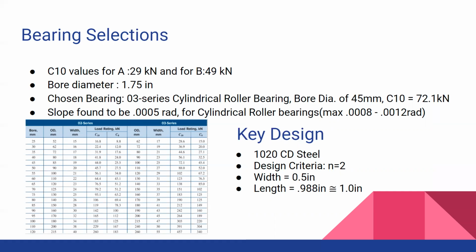The slope was found to be 0.0005 radians, which is well below our max level, which is 0.0008 to 0.0012 radians. For our key design, the material we selected was 1020 CD steel. Our design criteria was to have a factor of safety of 2, and width was 0.5 inches. And using this information, we were able to find our length, which came out to be 0.988 inches, which is roughly about 1 inch.